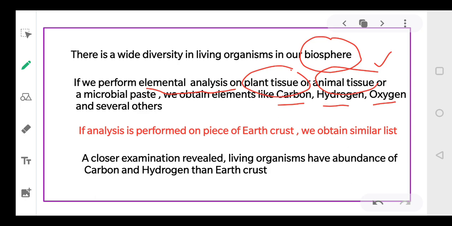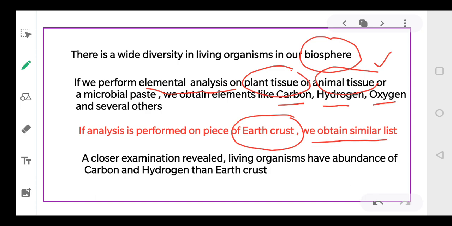Now similarly, if we perform an elemental analysis on the earth crust as well. See, the elemental analysis we did earlier was on plant tissue or animal tissue. Now we are performing it on the earth crust. So we again will obtain a similar list. So when we are talking about a living tissue, that is your plant or animal or any microbial paste, we are obtaining a list of elements. And when we are doing an elemental analysis on earth crust as well, we are obtaining the same list. While your earth crust is non-living, right?